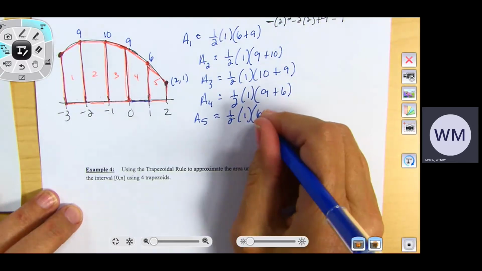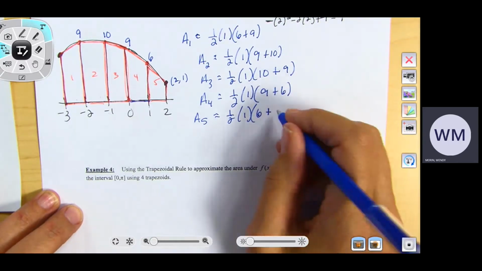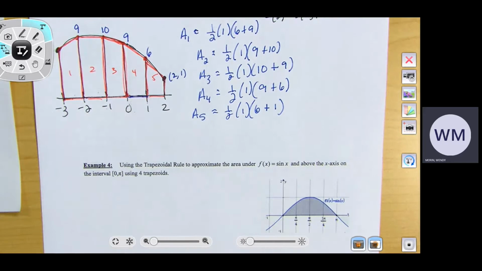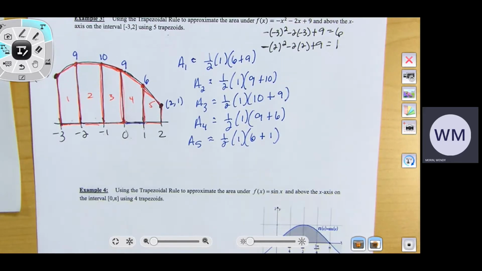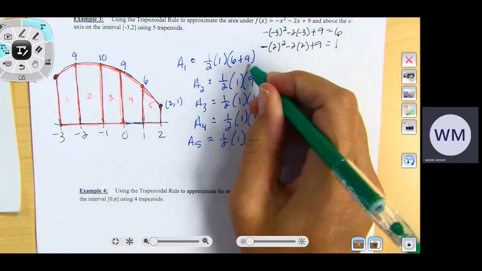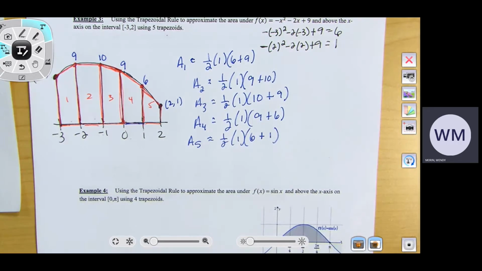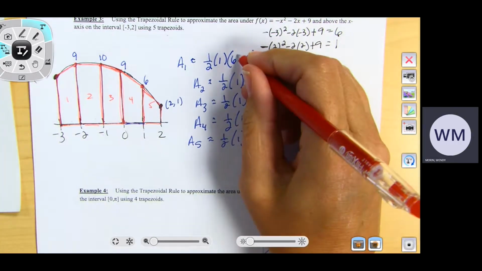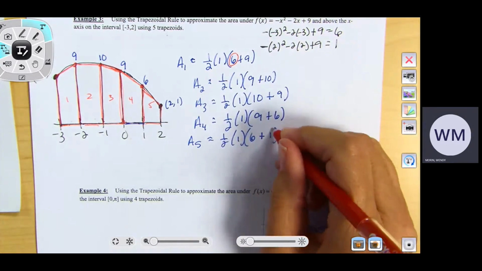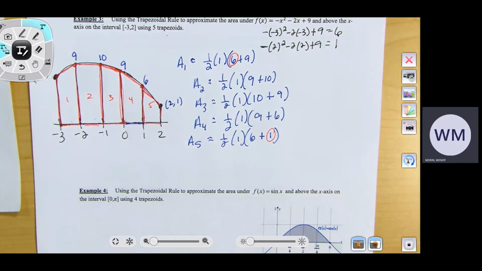So 6 plus 1. Okay, now we have to figure it all out and add them all together. It would be nice if there was a shortcut, which there is. If you can see the pattern, what I want you to realize is that you start with a 6, you end with a 1, but look in between.